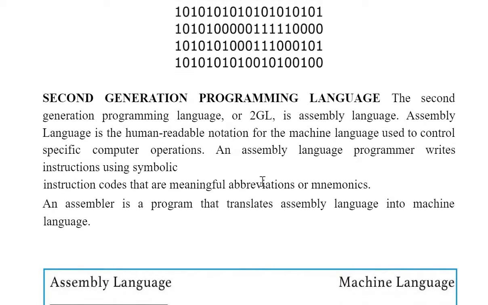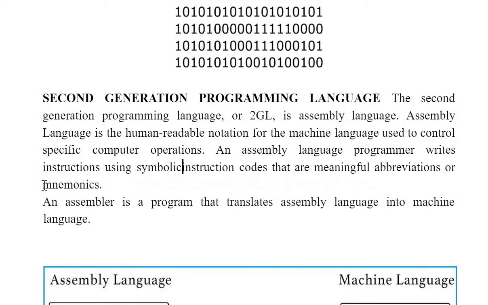So assembly language is in the middle, between machine and human. It is a language in the form of human readable notation, in which we use abbreviations called mnemonics. An assembly language programmer writes instructions using symbolic instruction codes that are meaningful abbreviations, or mnemonics. So they are called mnemonics.